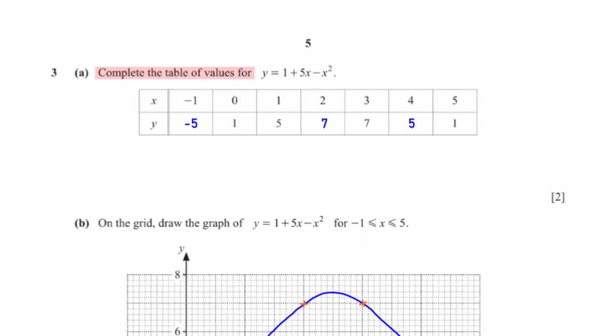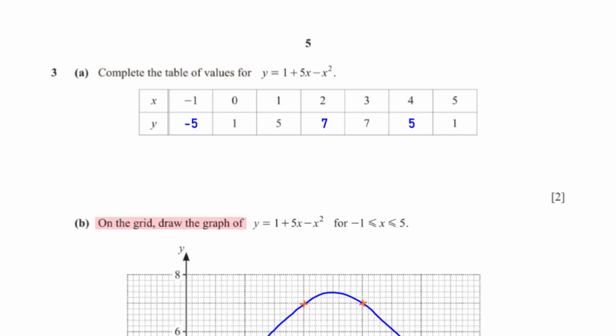Complete the table of values for y equals 1 plus 5x minus x squared. When we plug in x equals -1 into the equation, we get y equals -5. For x equals 2, we get y equals 7. And for x equals 4, we get y equals 5.